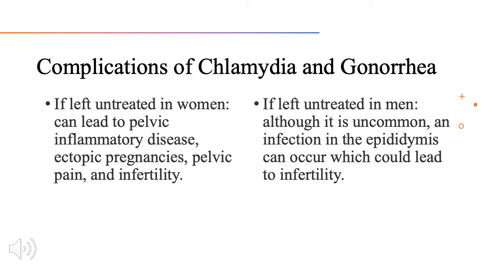In this next slide, we'll list and discuss the complications of chlamydia and gonorrhea. If left untreated in women, it can lead to pelvic inflammatory disease, ectopic pregnancies, pelvic pain, and infertility. If left untreated in men, although it is uncommon, an infection in the epididymis can occur, which could lead to infertility.